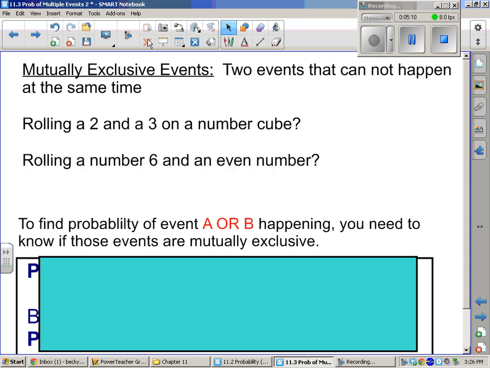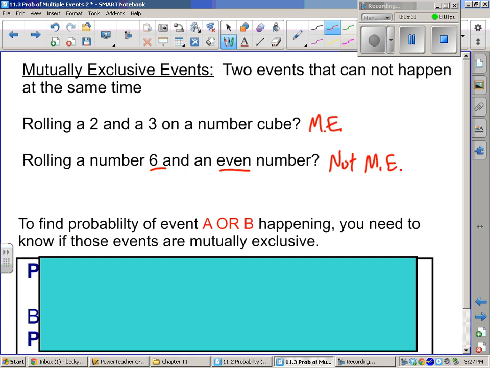All right, let's see if these are mutually exclusive. Rolling a 2 and a 3 on a number cube? With one roll of the die, can you roll a 2 and a 3? No. So these are mutually exclusive. Rolling a number 6 and an even number. Well, 6 is an even number, so that can happen at the same time. So that is not M-E.